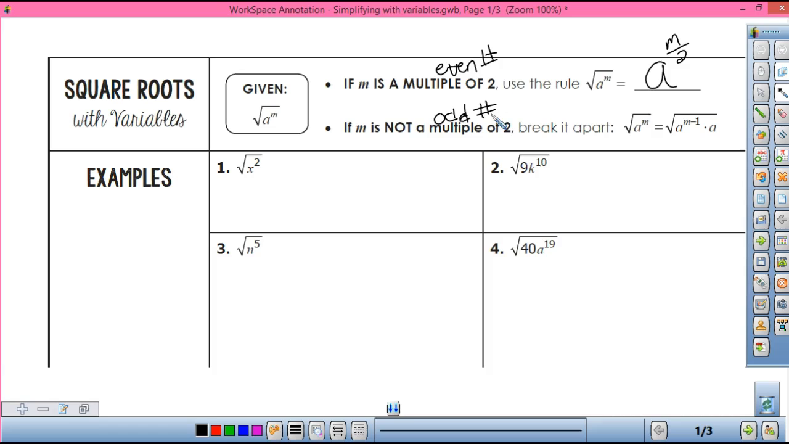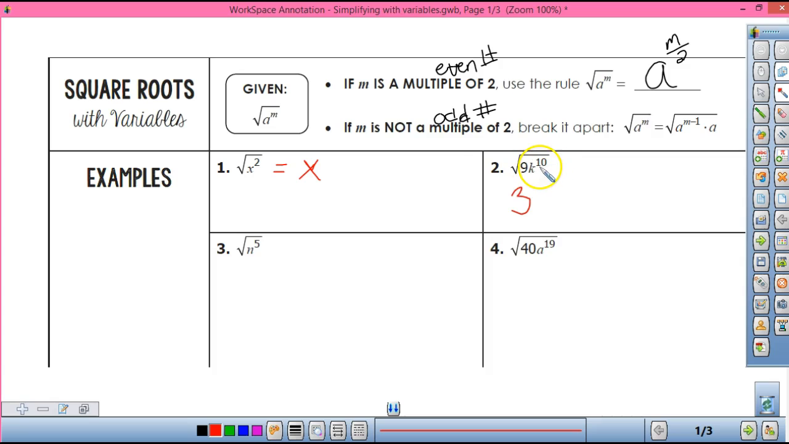Following our rule from right here, the square root of x squared is going to be x. All it does is divide that exponent by 2. Over here, number 2, if I have a coefficient, we're going to simplify the coefficient. What's the square root of 9? 3. So we get 3.